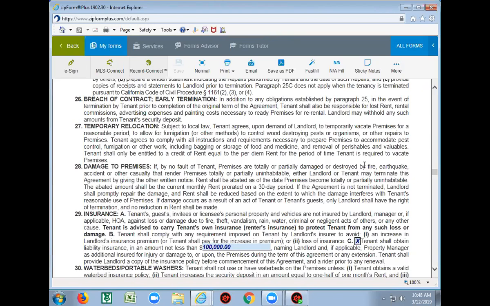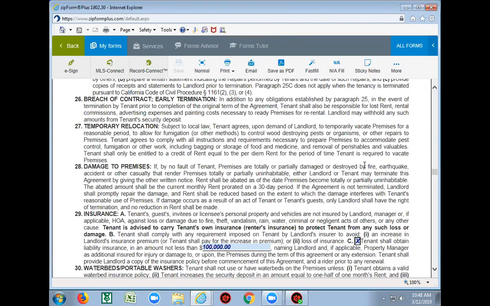Tenant should only be, this is really, really important. You need to highlight it because a lot of landlords don't know. Tenant should only be entitled to a credit of rent equal to the per diem rent. What do you mean the per diem rent?